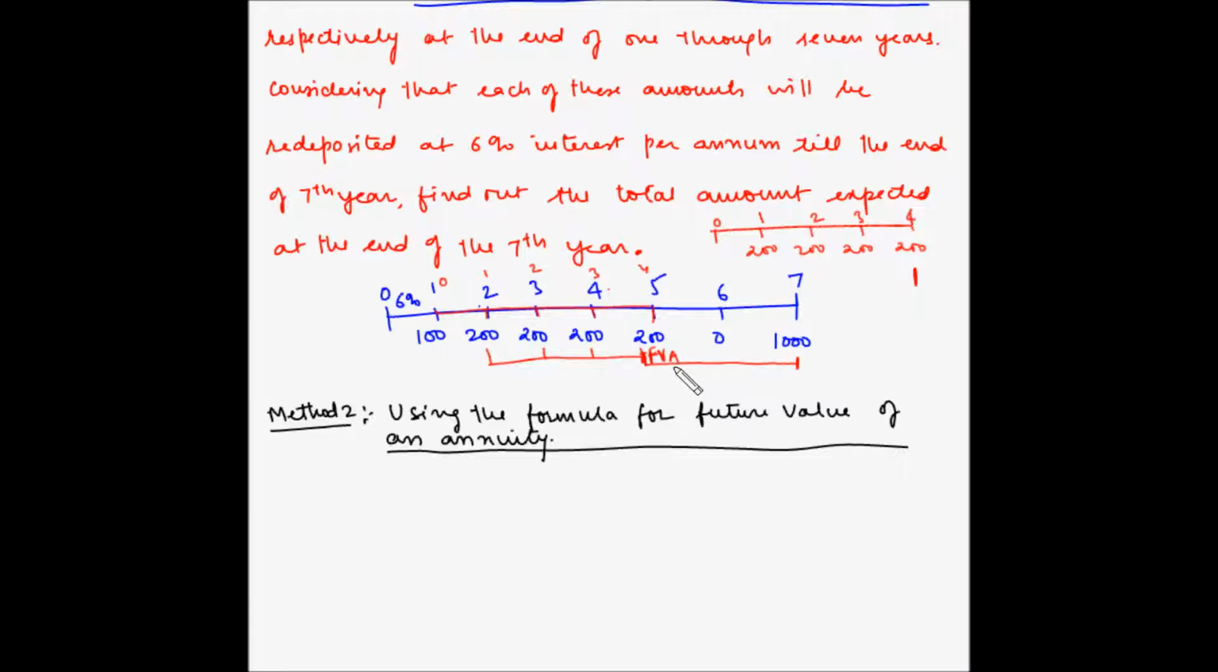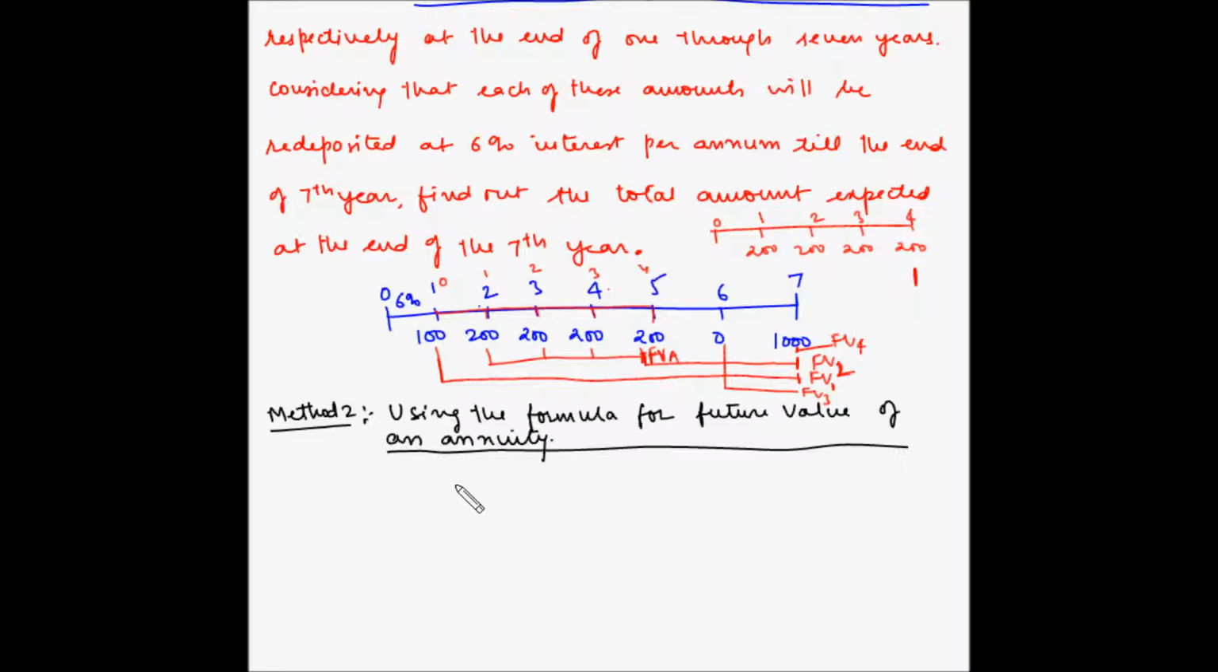So this is FVA. Now this then will become FV1 once we find out the future value up to the 7th year. Then we have this 100 rupees, which we can find out the future value. Let's call this FV1 and this FV2, just to avoid any confusion. And then this 0 will become FV3 and this 1000 is basically FV4. So let's first find out the future value of this annuity.